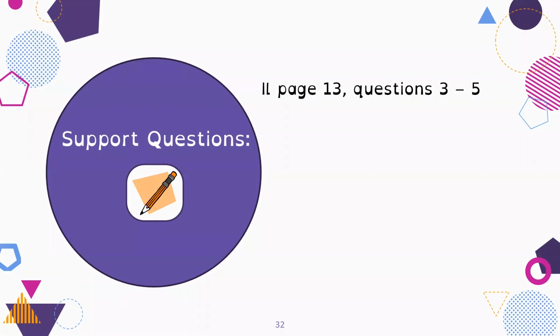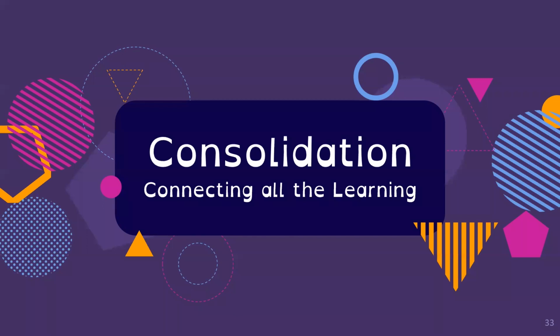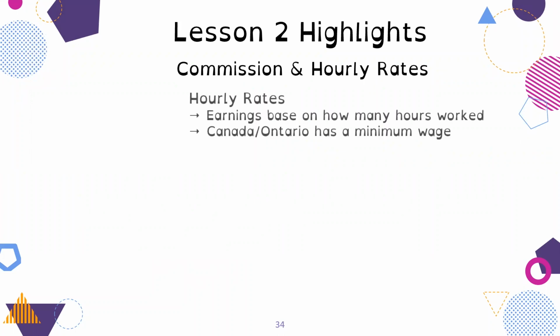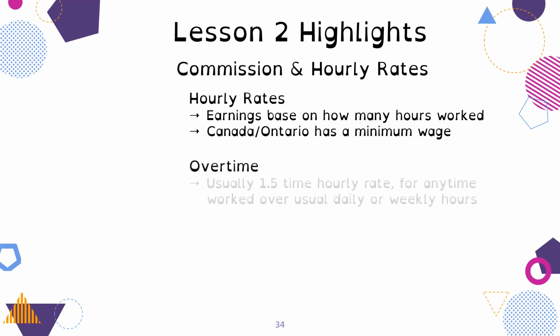All right, so let's consolidate our learning. Let's connect and recap all of what we've done today. So the lesson 2 highlights: commission and hourly rates is what we've been talking about. A reminder that hourly rates are the earnings based on how many hours worked. In Canada and Ontario, we have a minimum wage of $15 per hour currently for the general public. So it's important to remember that hourly rates should be at least $15 per hour.